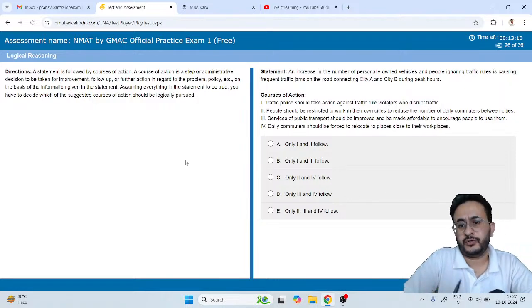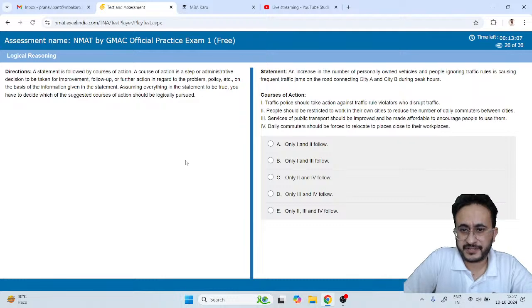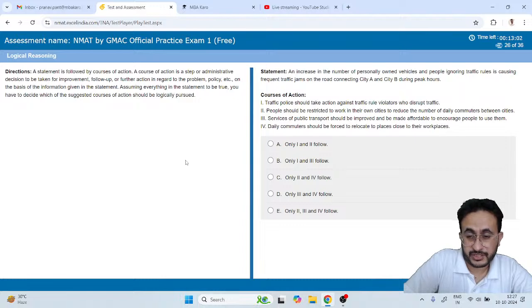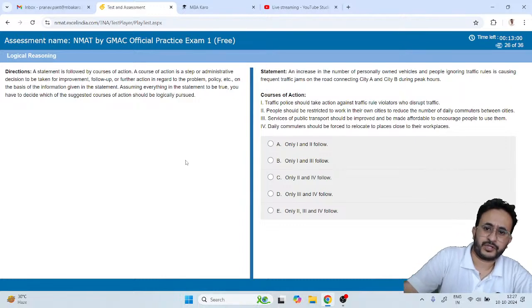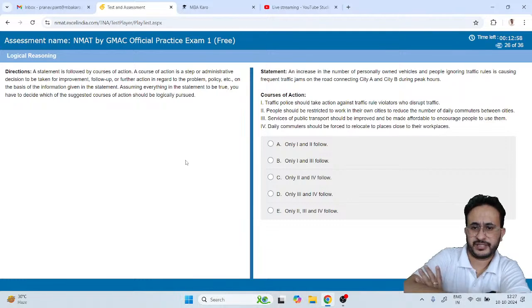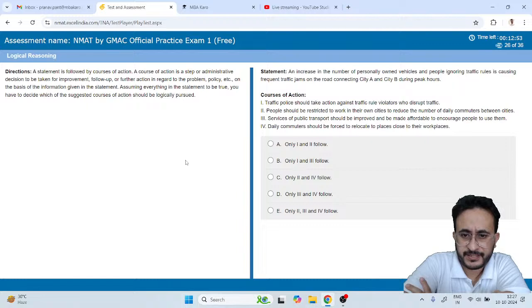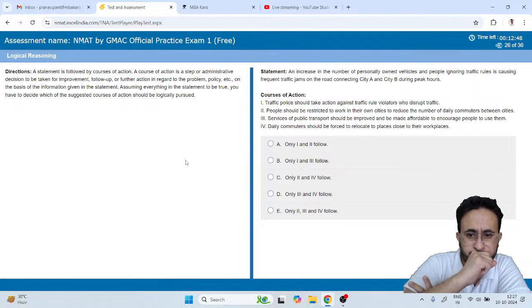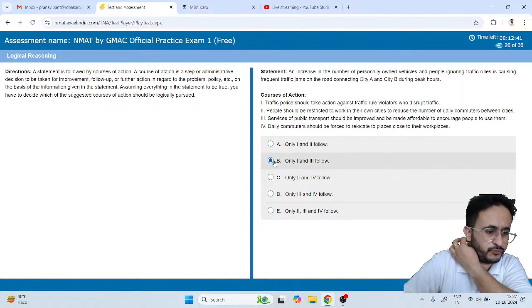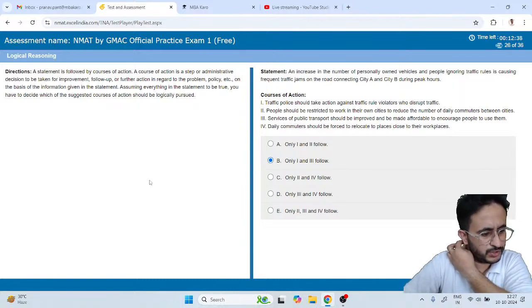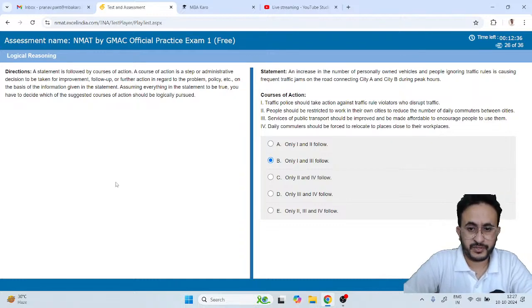Increase in the number of personally owned vehicles is causing frequent traffic jams. Okay, traffic police should take action against traffic rule violators who disrupt traffic. Okay, people should be restricted to work in their own cities. Action is fine. Restricted to work is a passive thing. Third also looks fine. Okay, so 2 and 4 you cannot force people, right? So the answer will be 1 and 3.